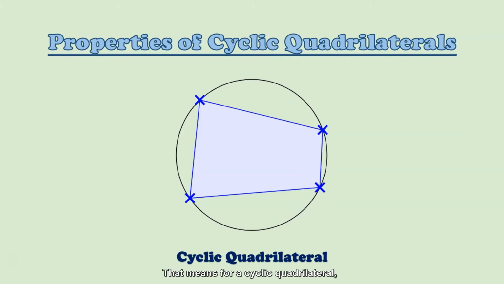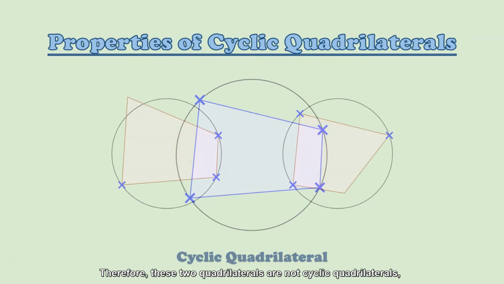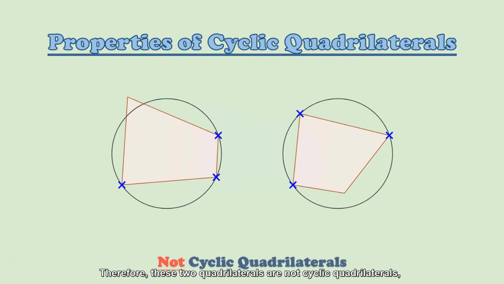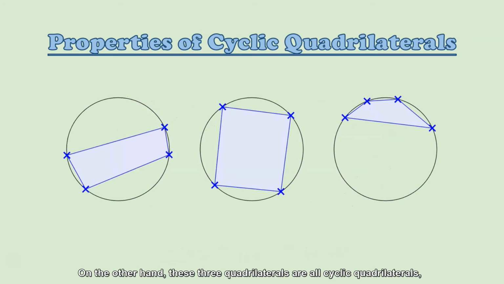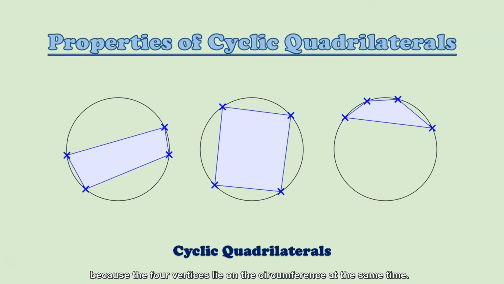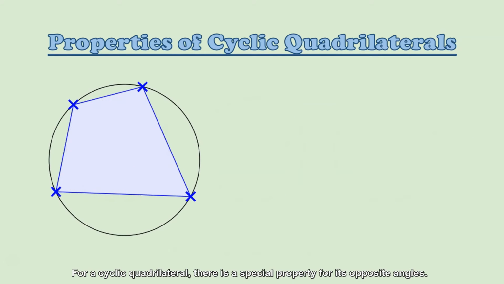That means for a cyclic quadrilateral, all the vertices should lie on the circumference. Therefore, these 2 quadrilaterals are not cyclic quadrilaterals because the 4 vertices do not lie on the circumference of a circle at the same time. On the other hand, these 3 quadrilaterals are all cyclic quadrilaterals because the 4 vertices lie on the circumference at the same time.